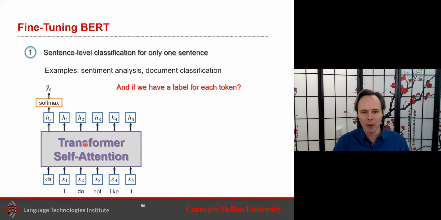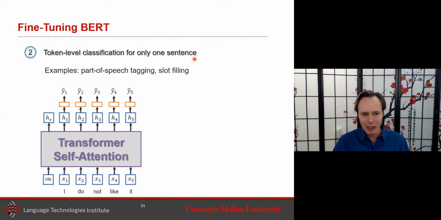If we have a label for each token, let's say that we have sentiment for each token, then I can nicely have maybe just a simple linear projection here for each of them, just to project my embedding into whatever label I have here. And then fine-tune this as well.